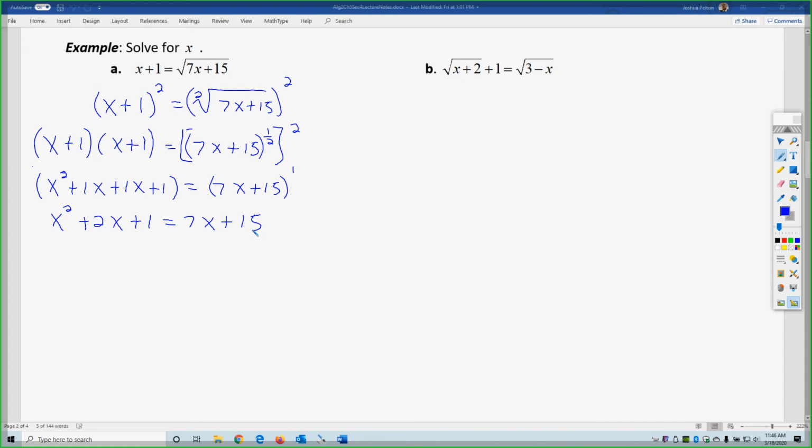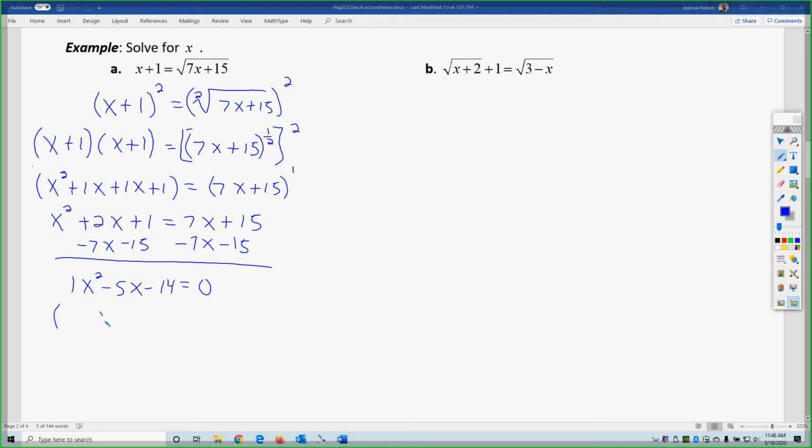So now this is a factoring problem, which is what we should have expected. Isolation method should not work. Factoring will, because you have multiple powers of x. That's an indication it's going to be a factoring problem. So we'll move all of these terms to the other side. So we have 1x squared minus 5x minus 14 equals 0.